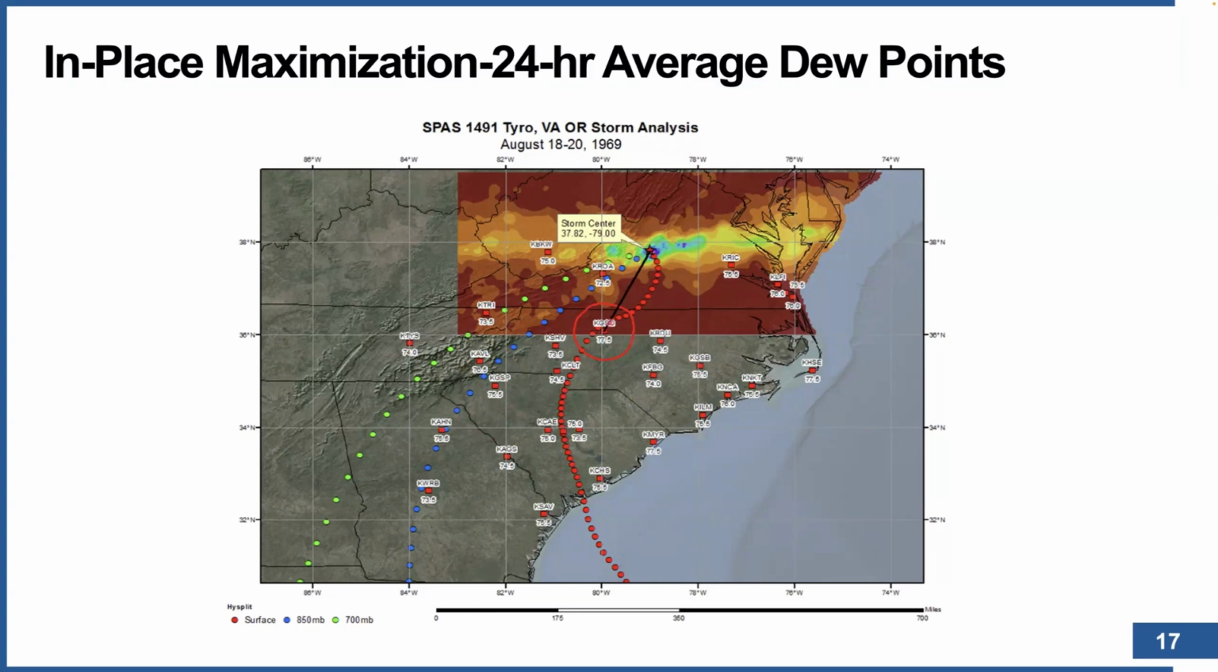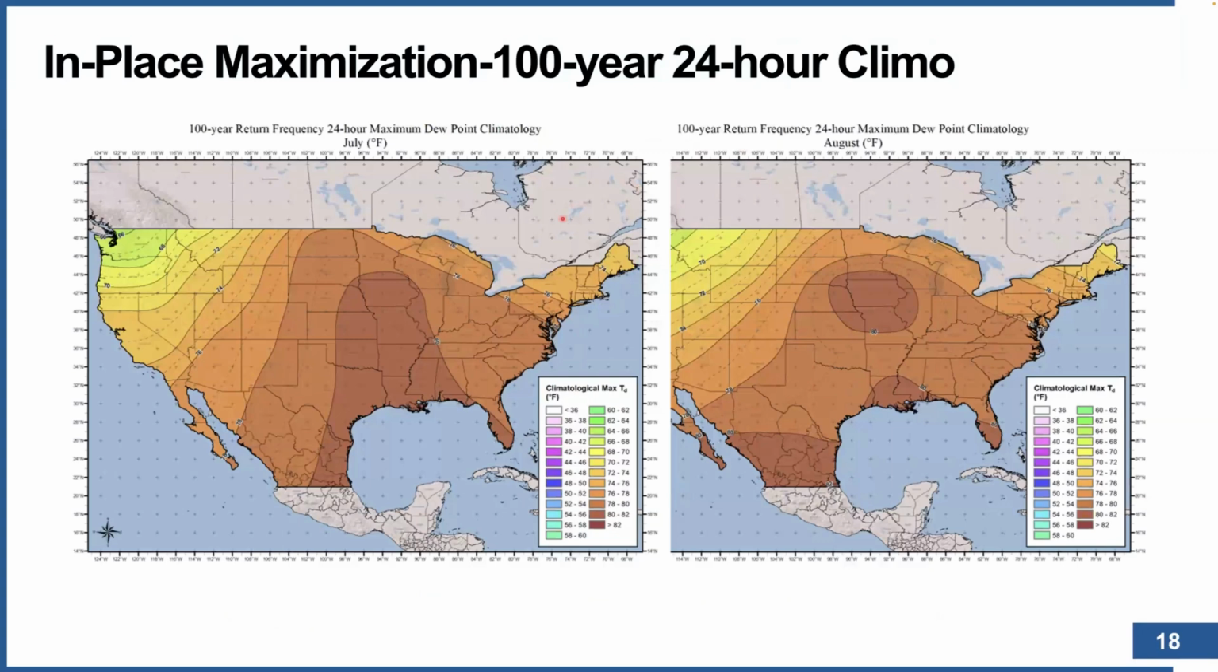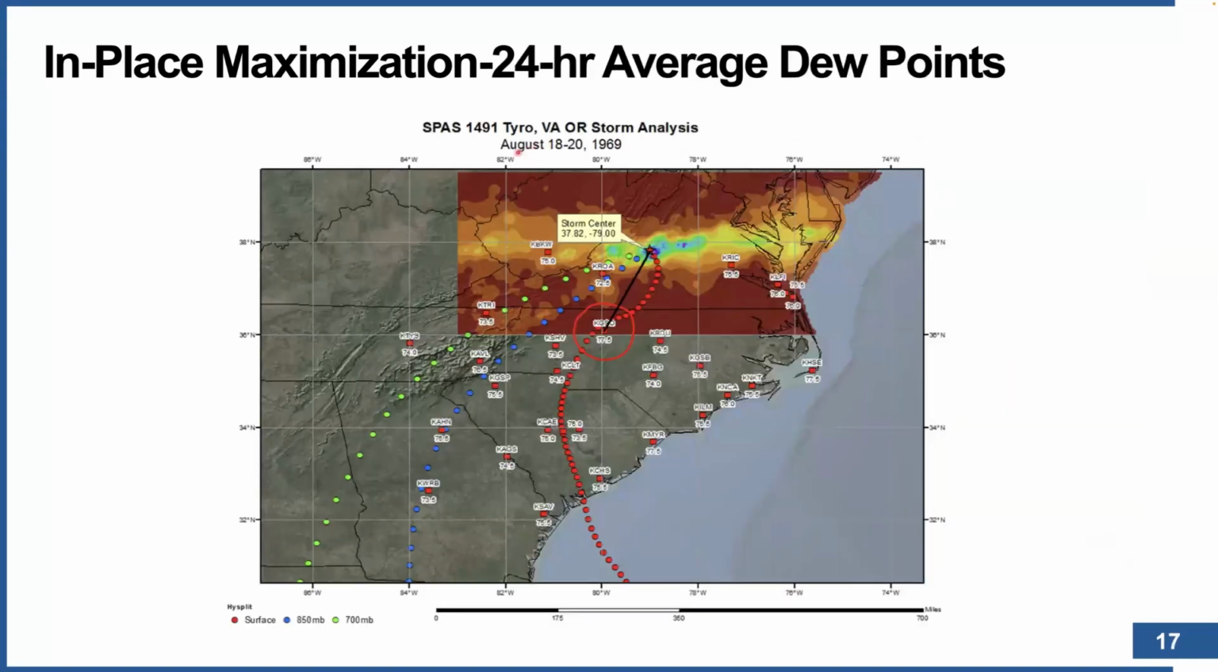And then once we have that value and that location, again, we can maximize that amount against the climatology. In this case, we have 77.5 degrees Fahrenheit. And then we take our dew point climatologies that we've developed all over the world, and we can compare that value. So we have our value for July right here and our value for August. And remember, we do this maximization based on when the storm occurred. So in this case, it's middle of August of 1969.